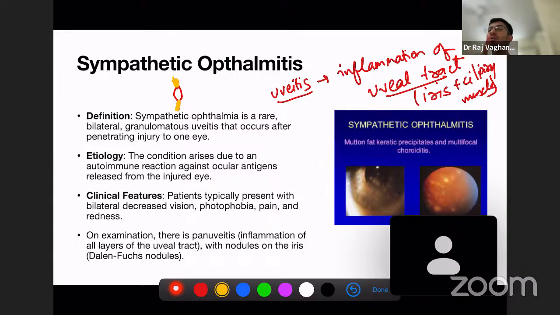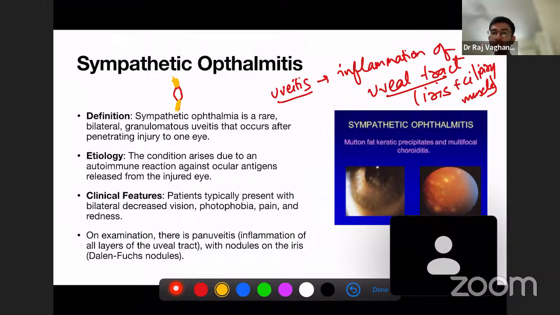Uveitis will result in granuloma formation. Granuloma formation will involve the other eye also. So one eye involvement will result in involvement of the other eye. For example, if I got a penetrating injury on my right eye, sympathetic ophthalmitis will result in both the eyes, not just in my right eye. That is the special feature of sympathetic ophthalmitis, that it is bilateral.